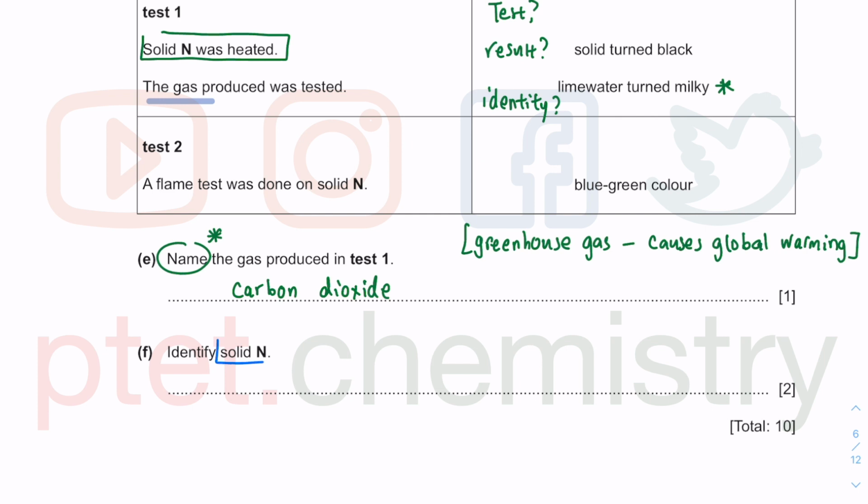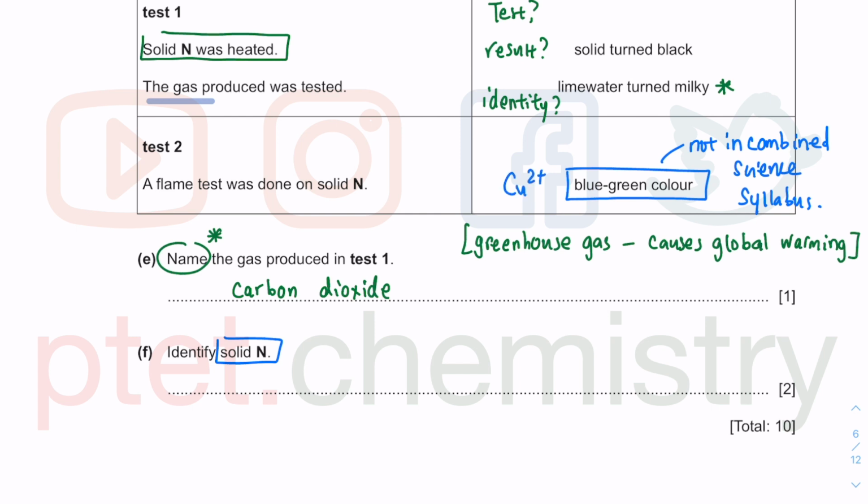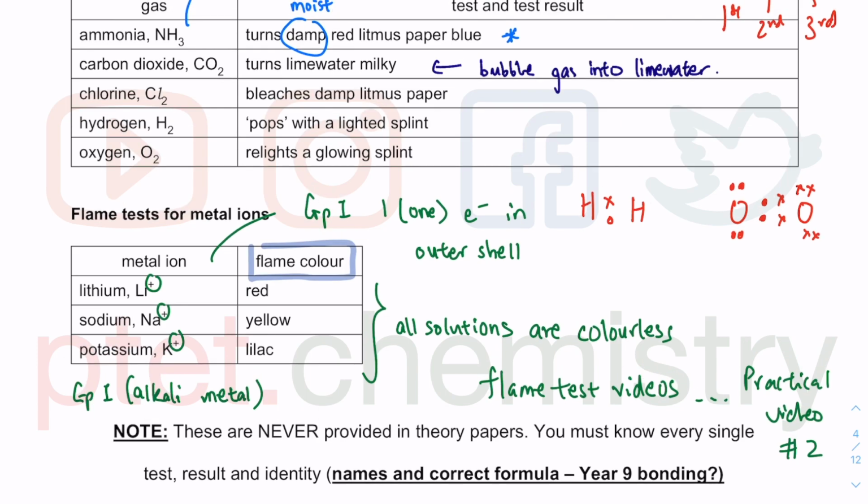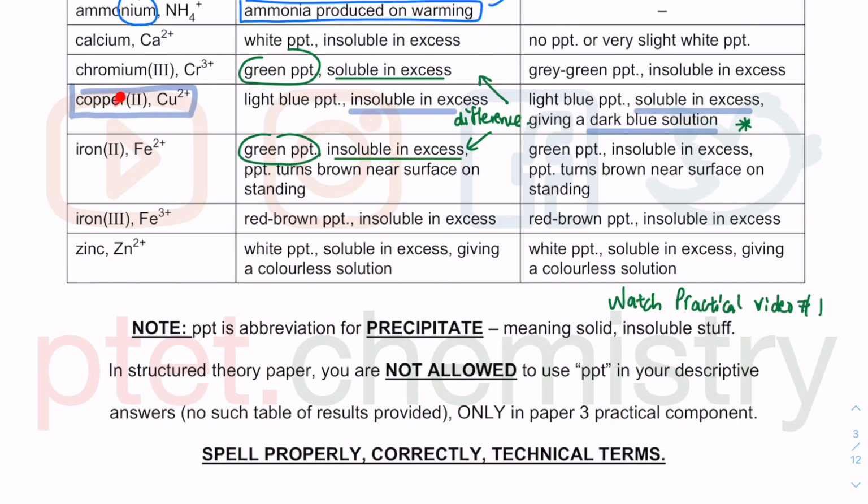The next one is solid end. Unfortunately, I think this was a pure chemistry question. This is not in the combined science syllabus, so do ignore this last question. Do ignore this flame test. This one, the blue-green color, is actually indication for copper 2+. This is the pure chem syllabus. So my bad for including this question here, but actually it would have been copper 2. Copper 2 because straight from the table, of course we didn't do this exact observation. I'm just saying you should name it as copper 2.